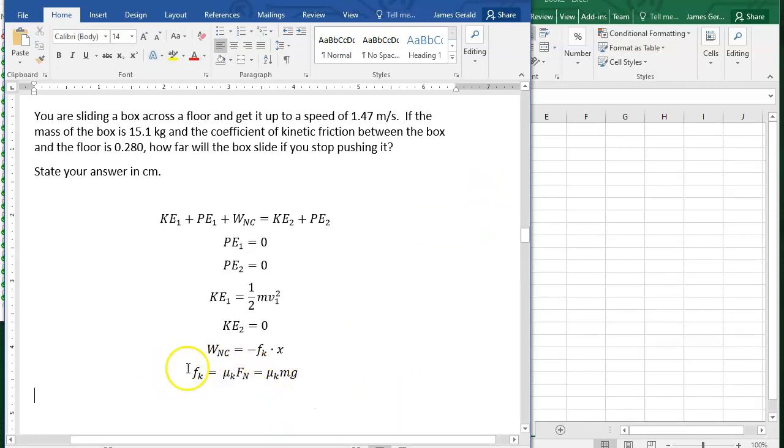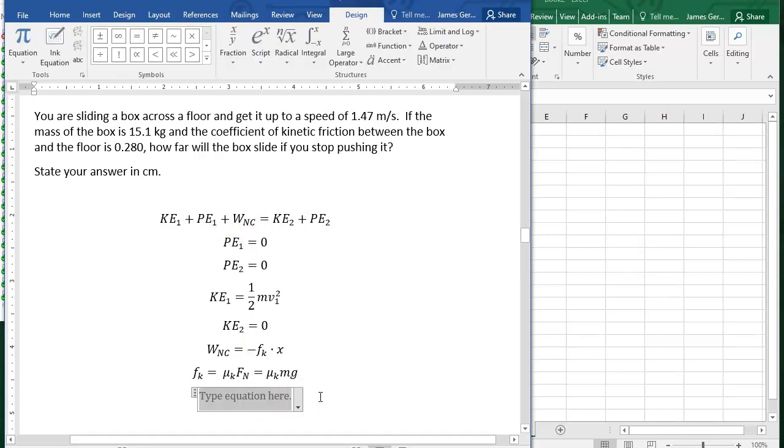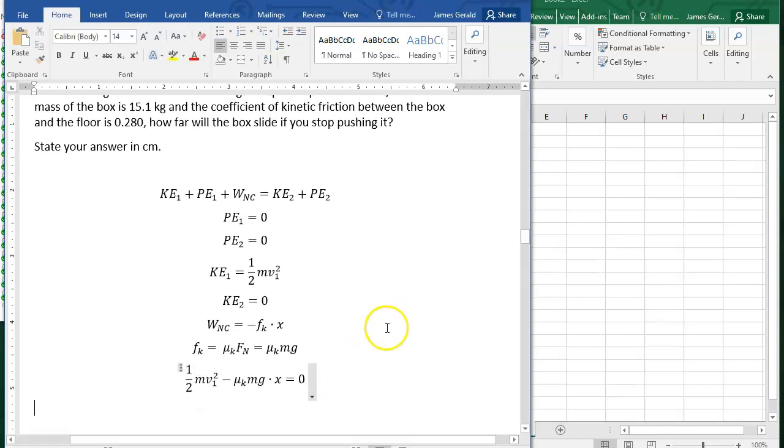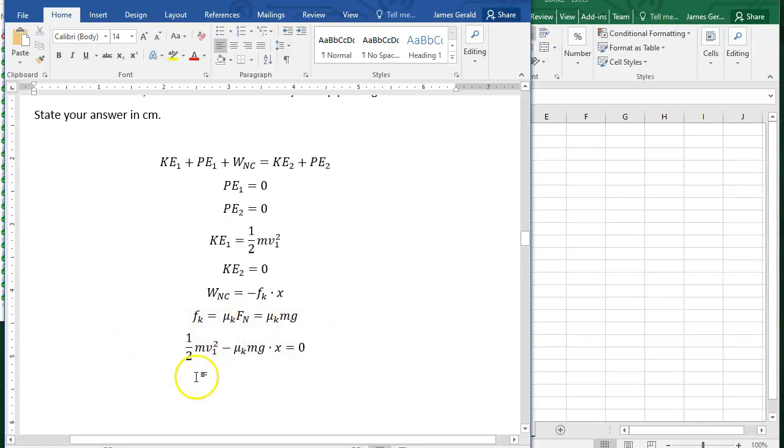So we now have the kinetic friction. We know how much that is. We now have an equation for KE1. So this term and this term are the only ones that aren't 0. Let's write our simplified equation: 1/2 mv1 squared minus Fk, which is mu k mg, times x, is 0. Now we have an equation. The only thing in this equation that we do not know is x.